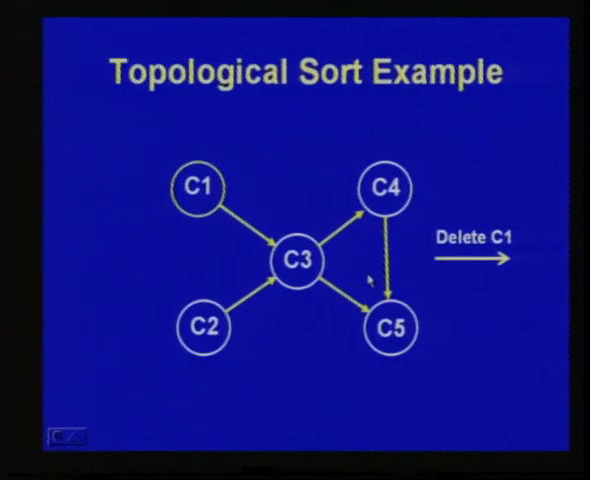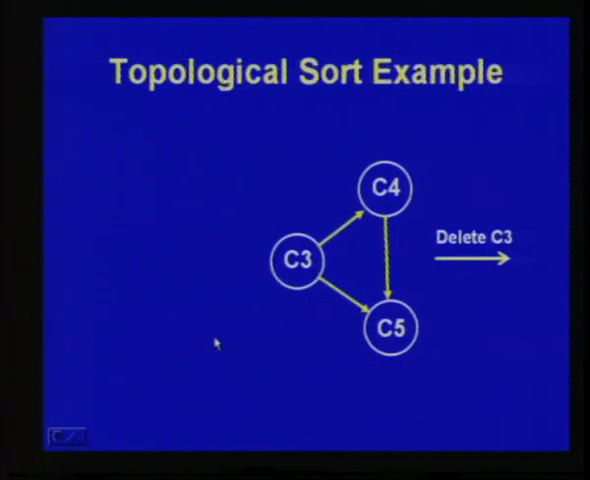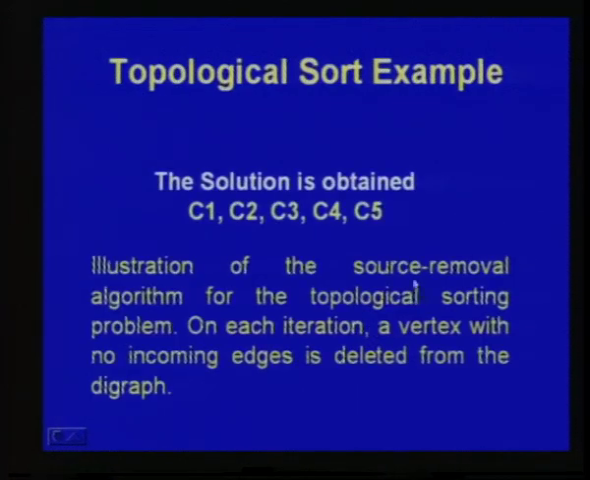Find a node for which you have no input edges or incoming edges and remove it. So, here C1 does not have any incoming edges, C2 does not have, all the rest have. So, you could have removed C1 or C2, we choose to delete C1, and this is what happens. Now, the next choice is you remove C2. Next, C3 does not have incoming edges, so remove C3. Now, C4 does not have, remove C4, and finally you delete C5. So, the solution is C1, C2, C3, C4, C5.